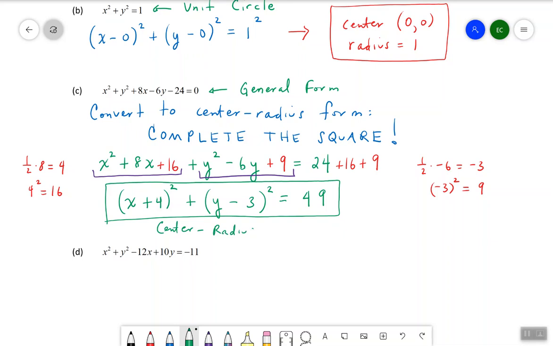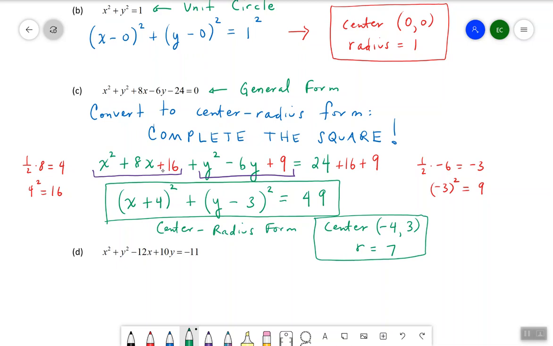And so that feels good. And of course we can just read off the center. It would be at negative 4 and positive 3. And the radius we get when we take the square root of 49. So the radius is equal to 7. And so we have our answer.